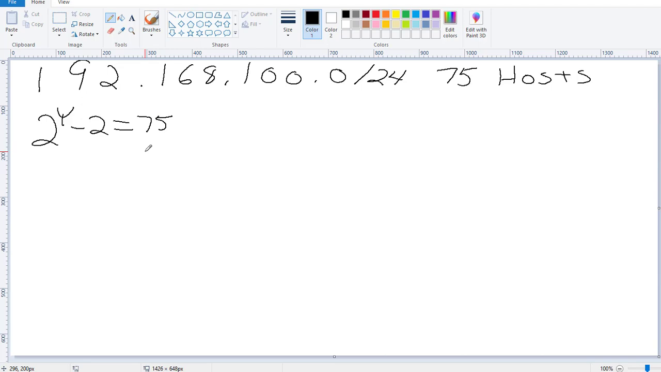Now, if you do this long enough, you'll start to know these powers of 2 by heart. So 2 to the 6 gives me 64. 2 to the 7 gives me 128. Then I have to ask myself, if I owe you $75 and I give you 64, you're not going to be happy. If I owe you 75 and I give you 128, you will be happy, so I'm going to use this one.